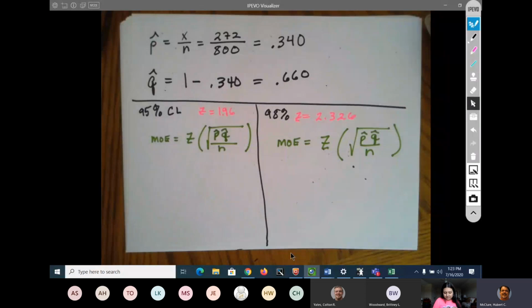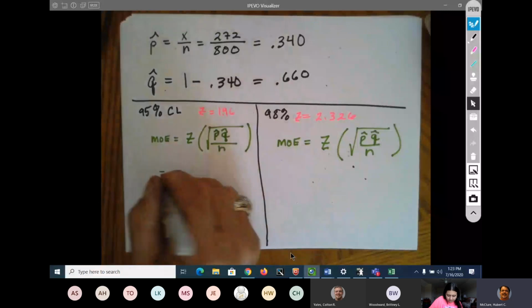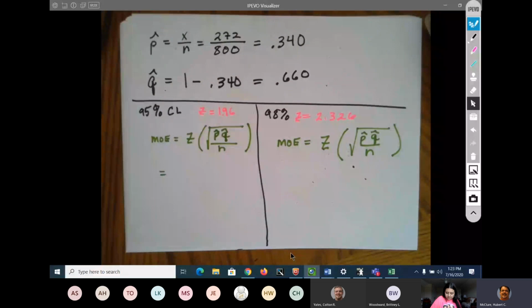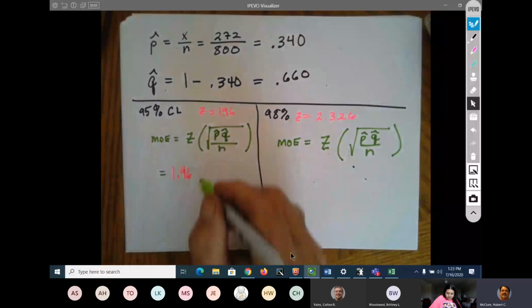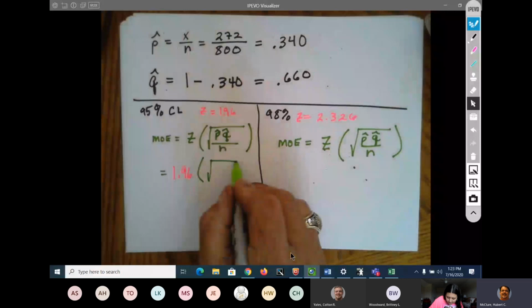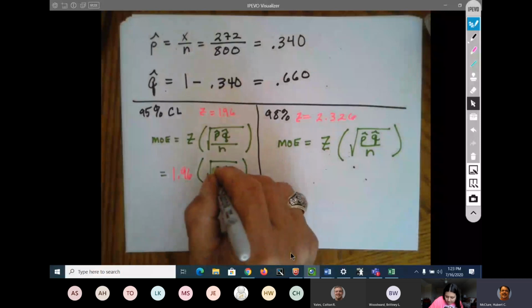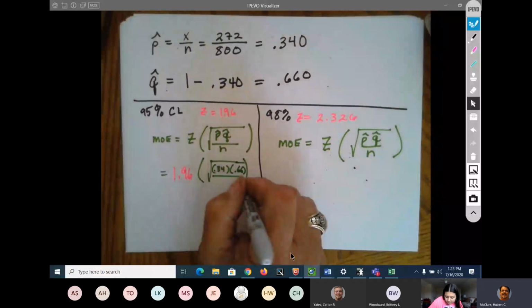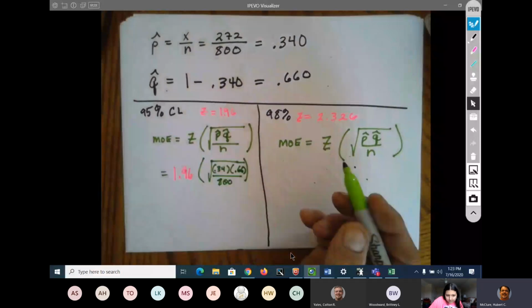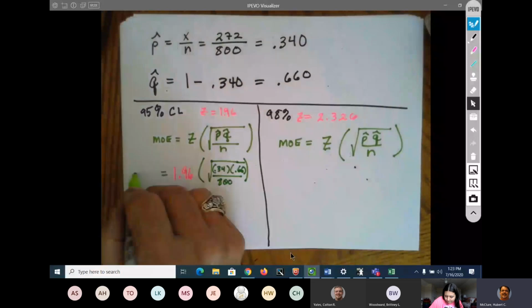Okay. So here we go. I'm going to plug and chug, but I'm going to ask y'all to give me the answer. So margin of error equals, and I'm going to put 1.96 in right there. Parentheses, square root of 0.34 times 0.66 over, what was it, 800? Yes. And somebody give me that margin of error. I got 0.0328.